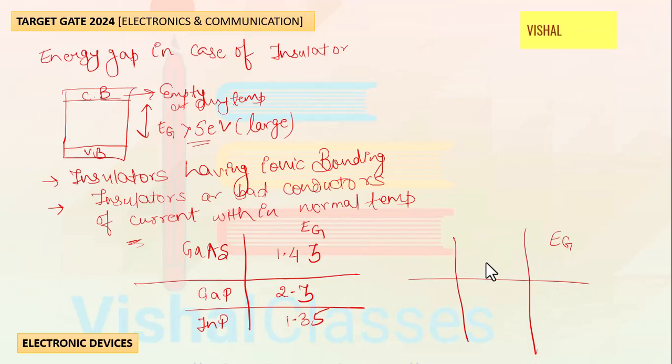And one more is there, indium gallium arsenide. This value is 0.75. And one more value is gallium aluminium arsenide, 1.8. Okay.